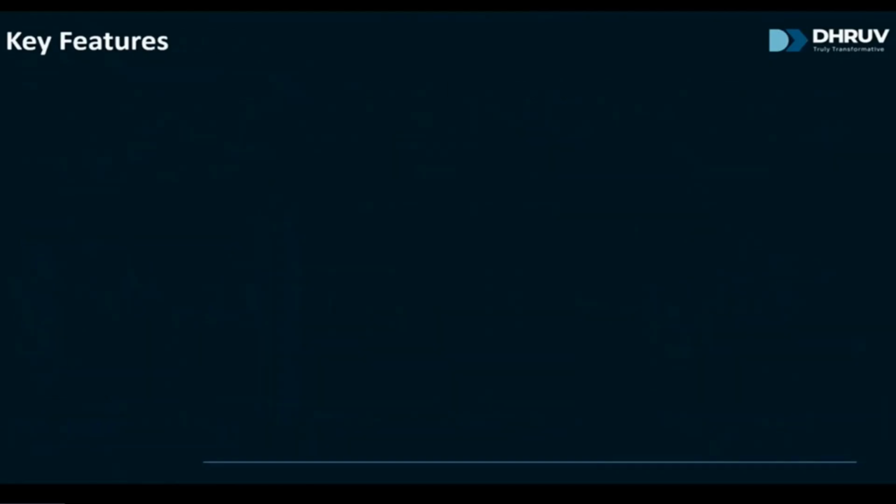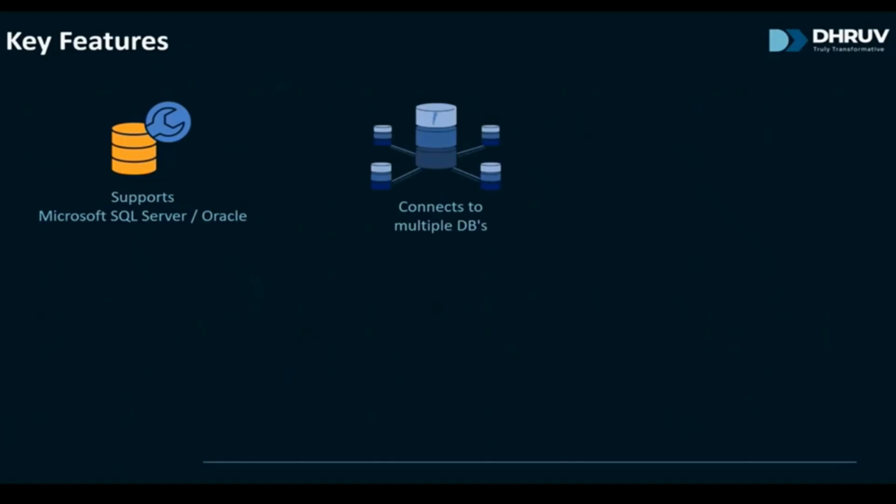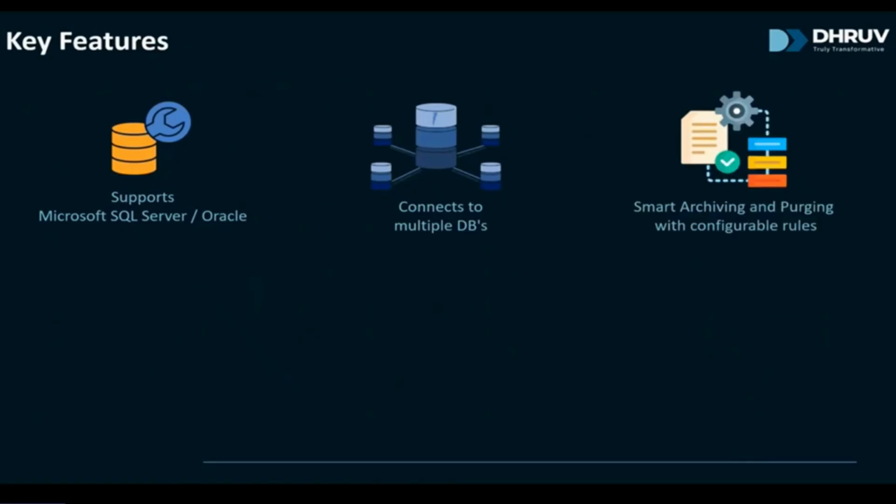Now let's look at some of the key features of EmVault. EmVault supports both Microsoft SQL Server and Oracle databases, making it flexible for different enterprise environments. It can connect to multiple databases, making it a centralized management system for different database environments. EmVault gives you smart, rule-based archiving and purging, allowing organizations to configure exactly what they want to purge or archive based on business requirements.